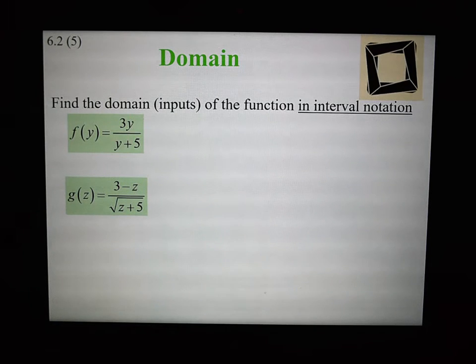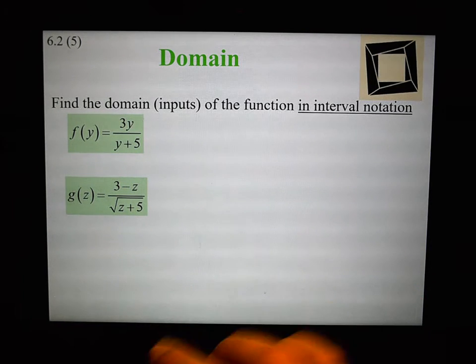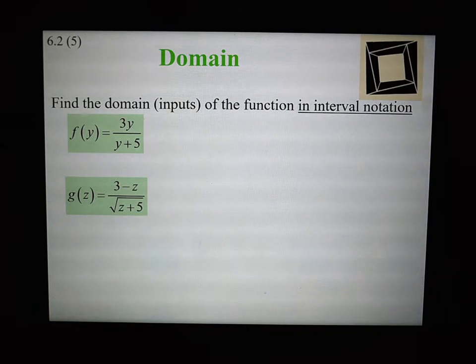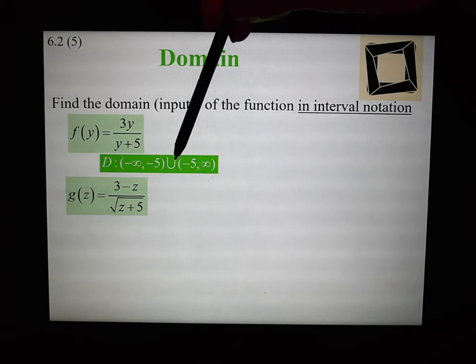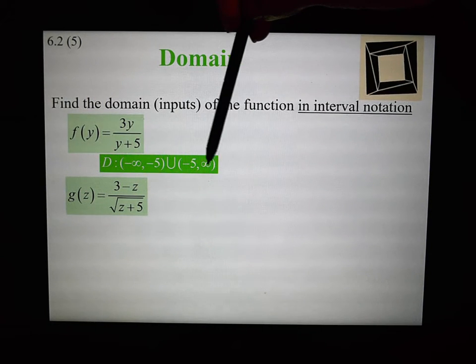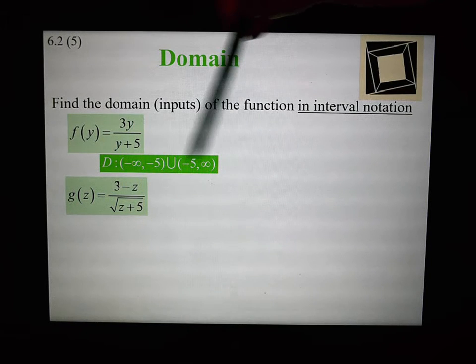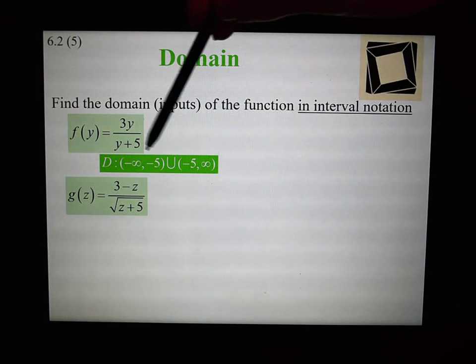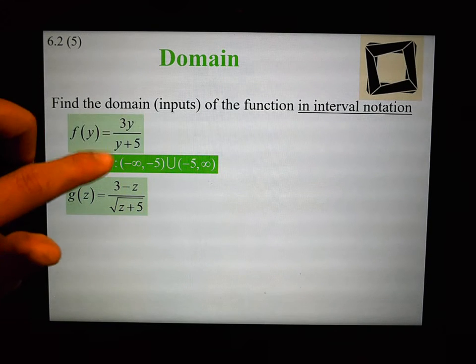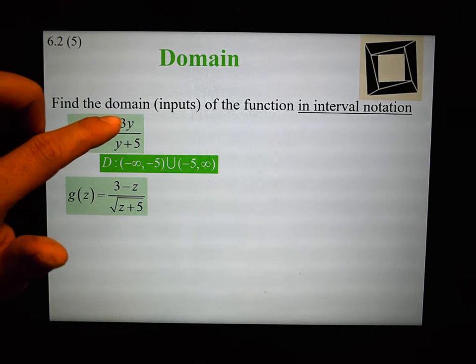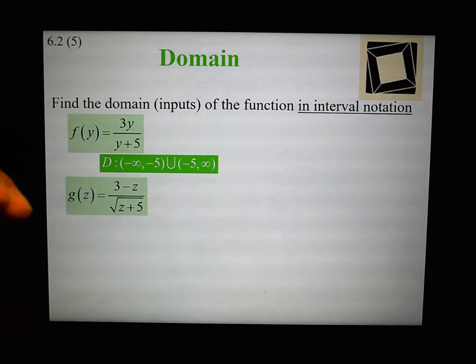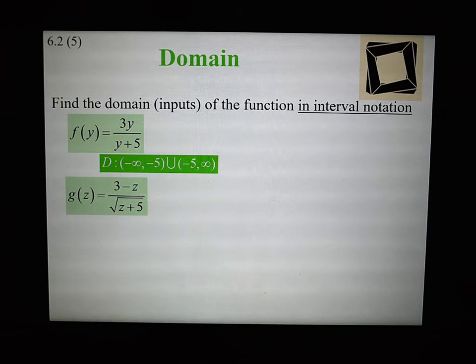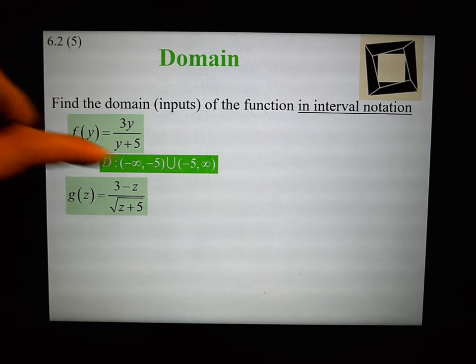Picking back up, I know what the domain of this is. The domain is from negative infinity to negative 5 unioned with negative 5 to infinity. I can have all the numbers from negative infinity to positive infinity except for negative 5. How come? Because if negative 5 was there, then this 3y, I would be dividing by 0. It would be undefined there. What's the domain? There it is.